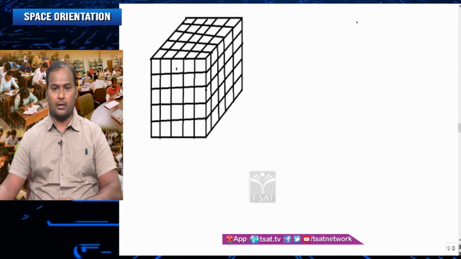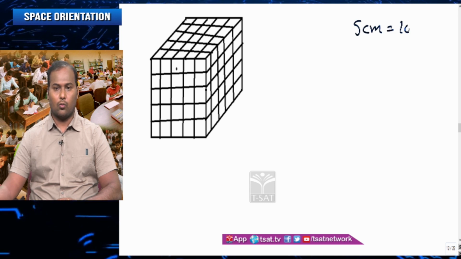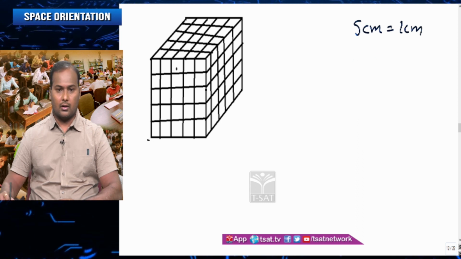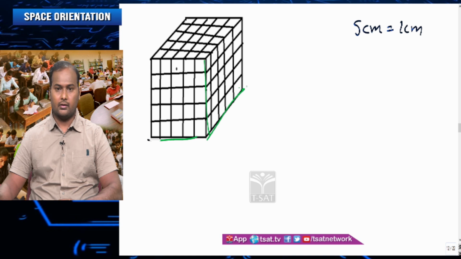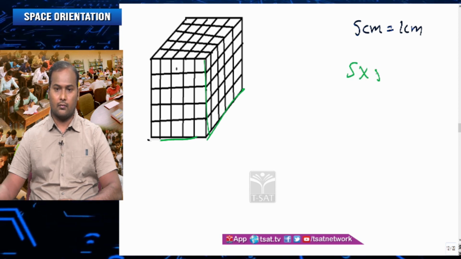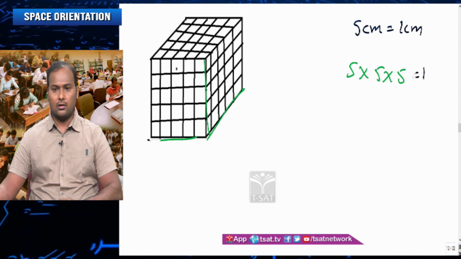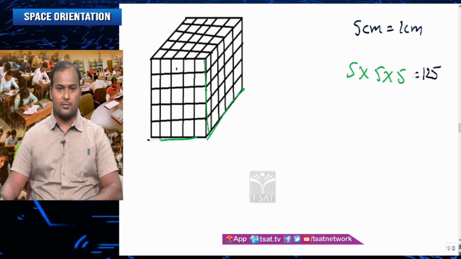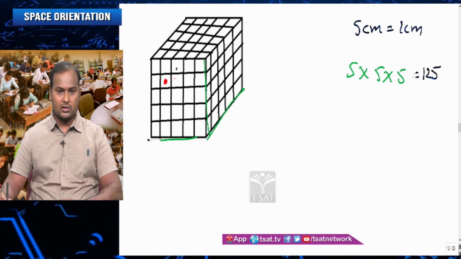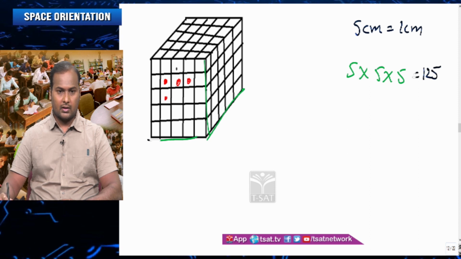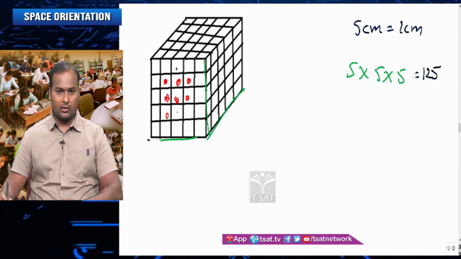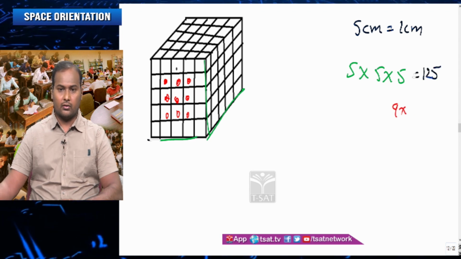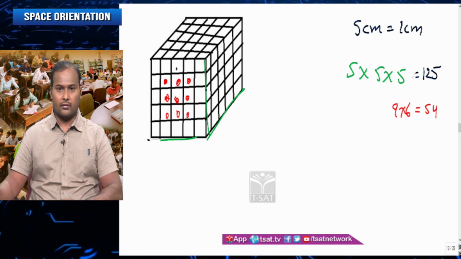This is a 5 centimeter cube cut into 1 centimeter size. How many small cubes are possible? We know length, breadth and height, so obviously 5 into 5 into 5. Total 125 small cubes are possible. In the same way, how many small cubes will have one side paint? We know one side paint is possible at the center only. In the center here, 9 small cubes are there. So one side paint is 9 into 6, your answer will be 54.